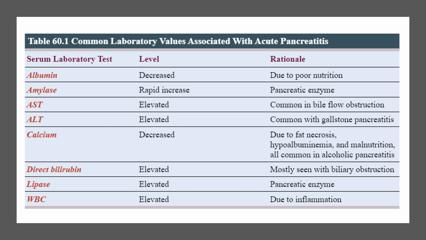So this is another table from your textbook. I really like it. It's table 60.1, and it gives you a very simple explanation of why your lab values would either be elevated or decreased. So you can kind of read through this on your own.